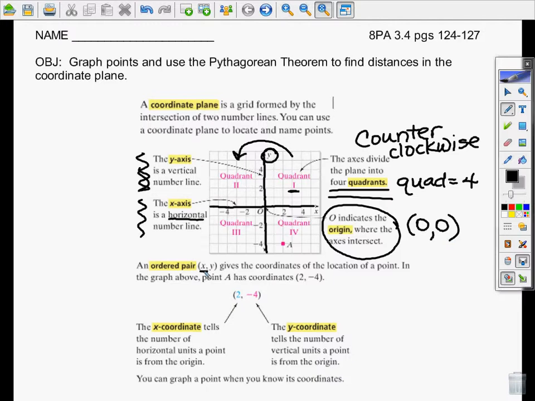X. What's always the second number? The Y. Okay? So when you're telling me the address of a point, you're always going to give me the X, where it is along the x-axis, and then where it is on the y. Always x first, then y. That's always, always, always your pattern. Okay? Now, let's take a look.